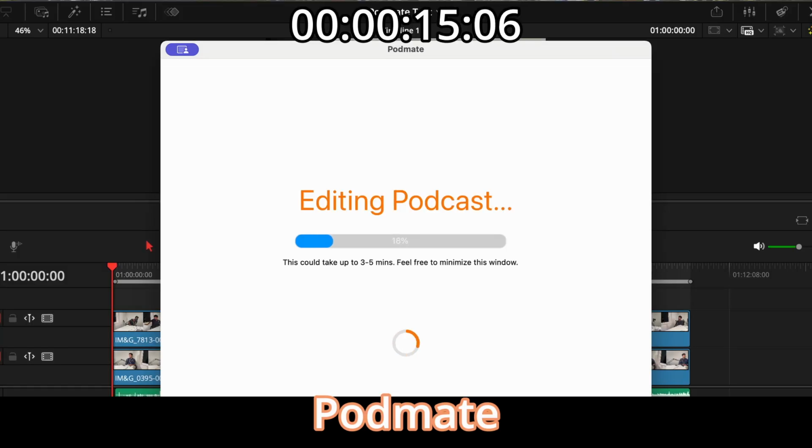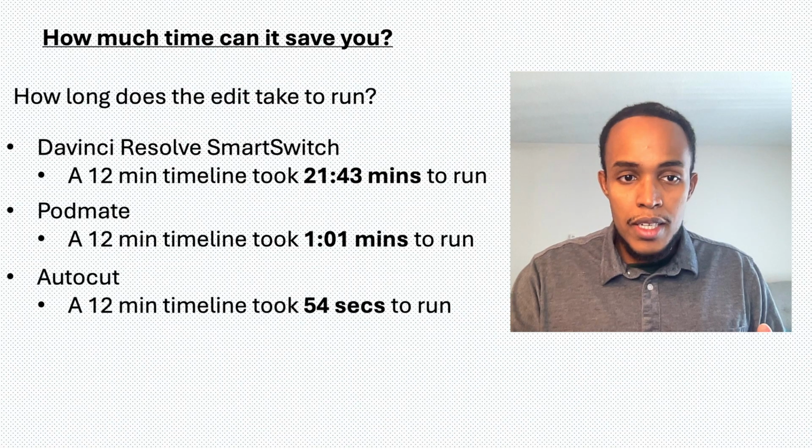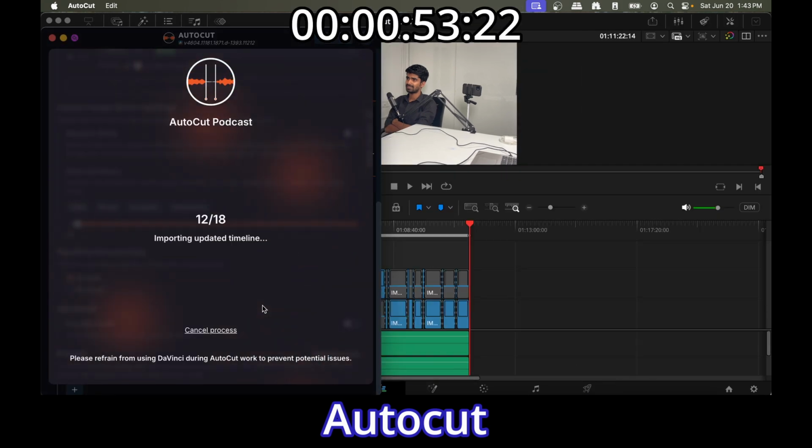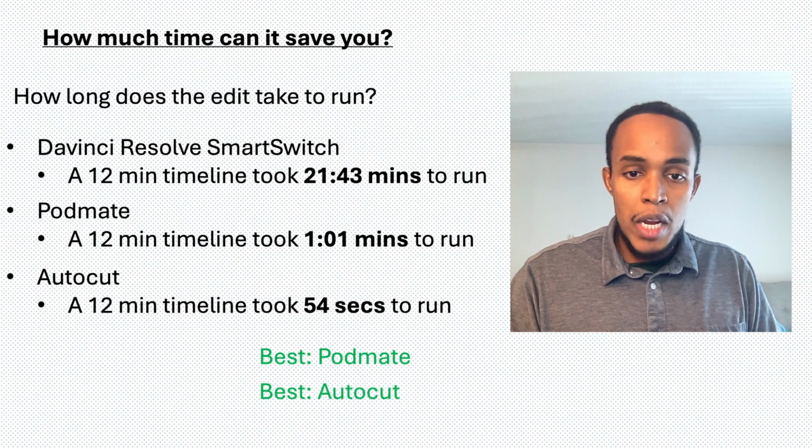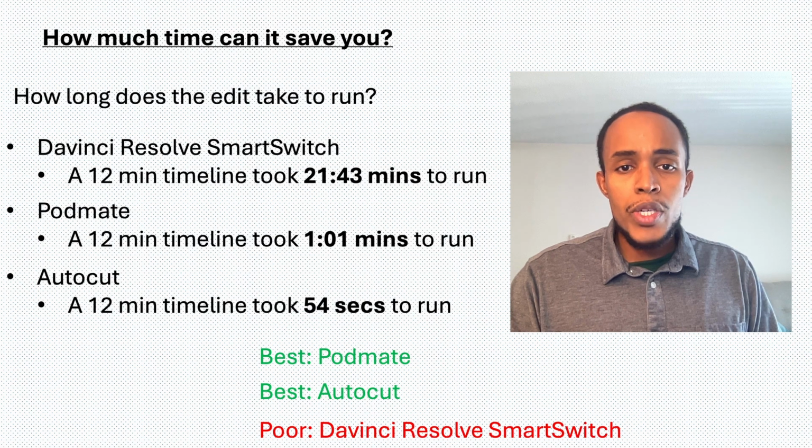Podmate, 12-minute timeline took about a minute to run, which is fantastic. Even better, Autocut, 54 seconds to run. These 2 tools were the best for that, Podmate and Autocut. And then DaVinci Resolve Smartswitch, if it's going to take that long, I'm just going to do it myself.